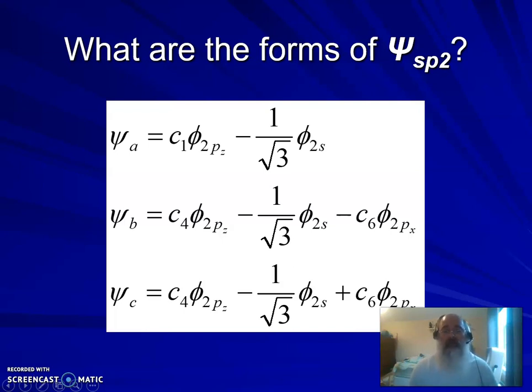Alright, so here we are with what we know already. We've said that C6 and C9 are going to be equal in magnitude to one another. C4 and C7 are going to be equal to one another. So we've got a few less terms to deal with, a few less unknowns. But again, normalization is an issue. So C6 squared plus C9 squared has to equal 1 for the px orbital. So that means that C6 is going to be 1 over the square root of 2.